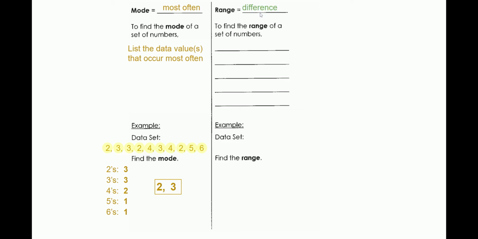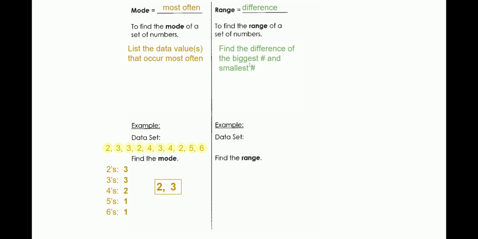Range is the difference, and remember, difference in math means subtraction. So to find the range, you find the difference of the biggest and smallest numbers. This is also very simple. Let's pretend our data set is 74, 73, 78, 65, 61, 91. So we take the biggest number and subtract the smallest number.